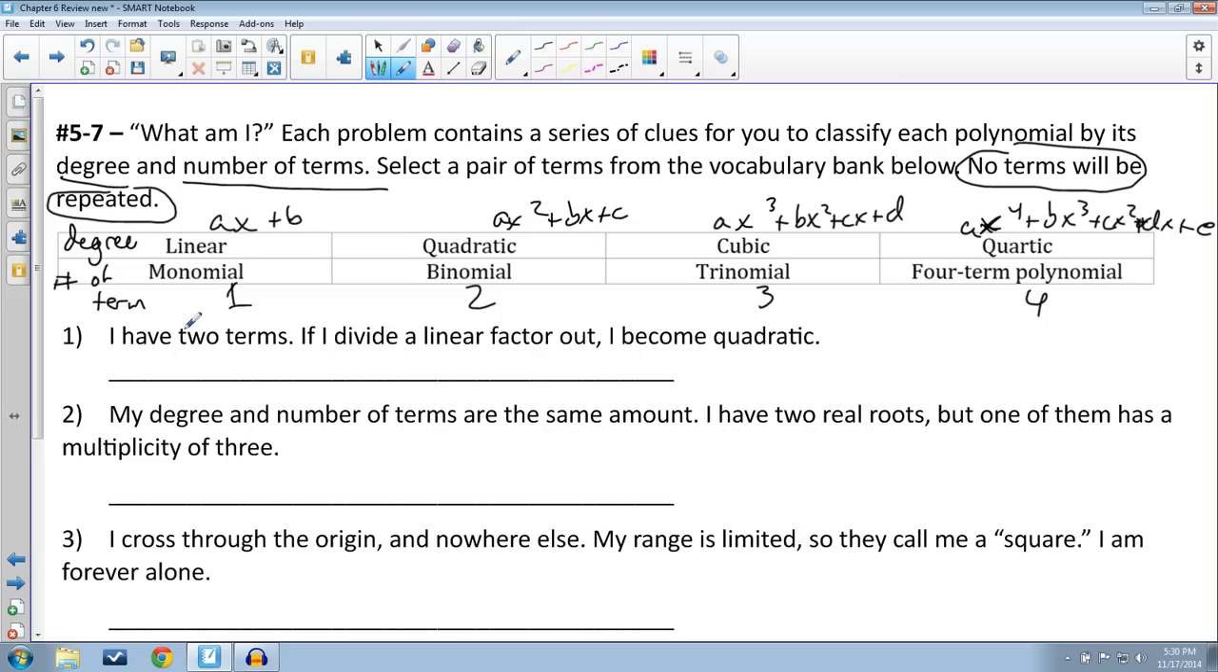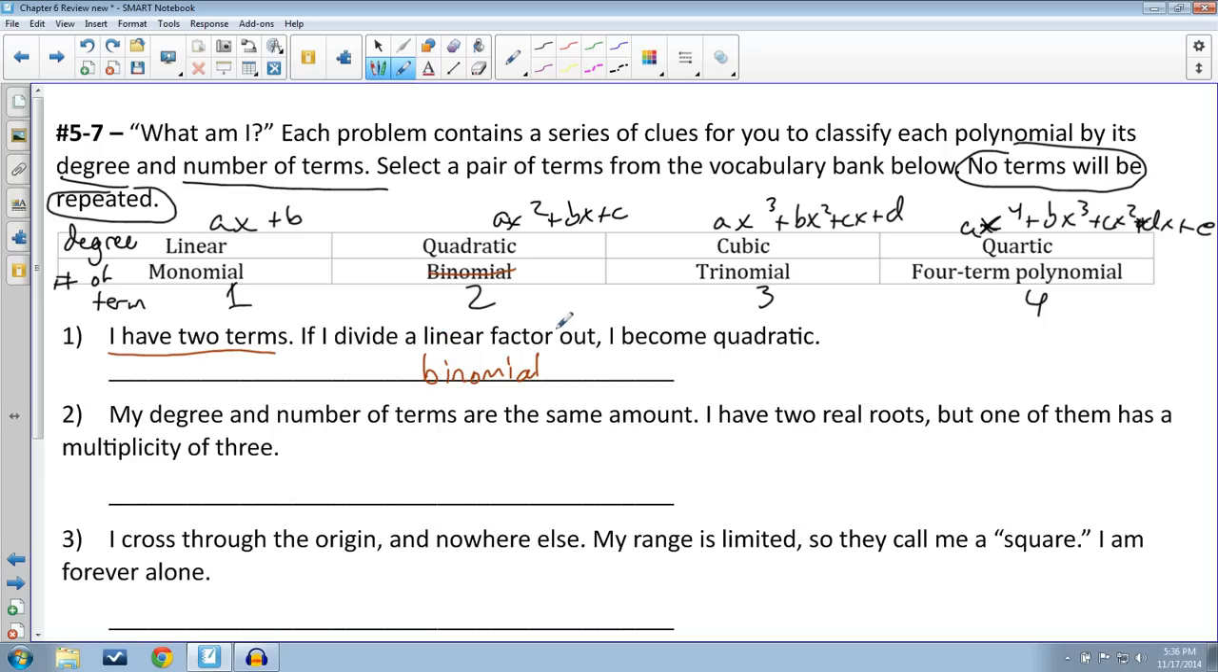Okay, let's get started. Number 1, I have 2 terms. Hard to get any more obvious than that. This must be a binomial. What kind of binomial? Okay, now, one thing you know for sure also, I need to make sure you understand this. If this is binomial, then we're not going to use binomial again. No terms will be repeated. So you know none of these answers will be binomial. Again, I'm simply helping you out not just on the material, but on test taking.